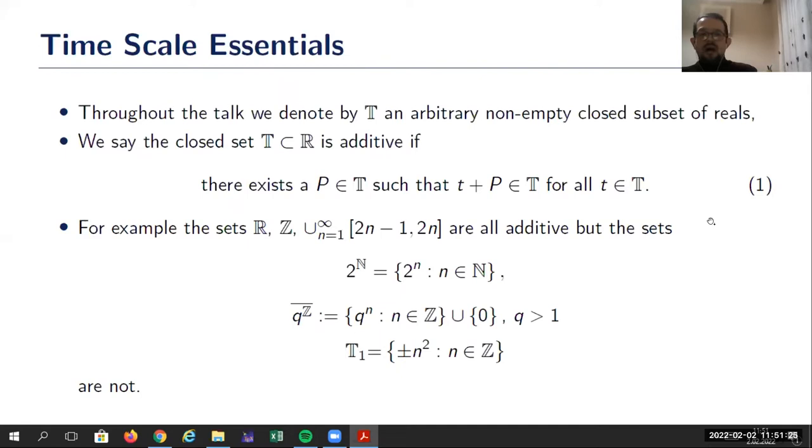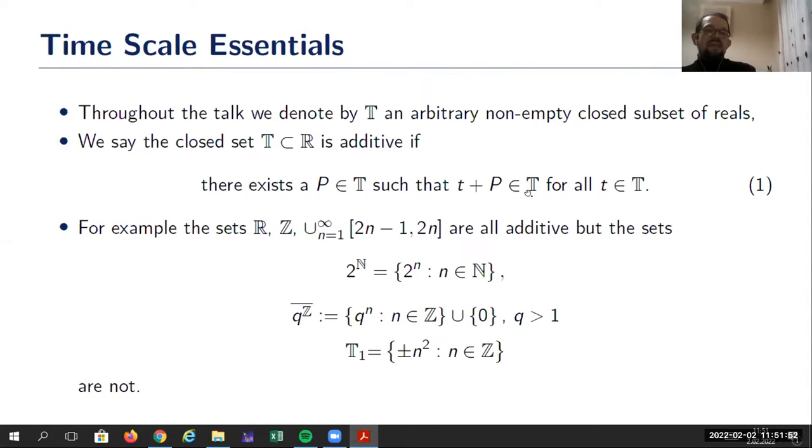So there are some time scale essentials, but I am not going to spend so much time with those definitions. Because of time restriction, I have to assume time scale familiarity. By time scale, I mean an arbitrary, non-empty closed subset of real numbers. And we indicate a time scale is additive if there exists a positive P so that t plus P or t minus P is in the same time scale.